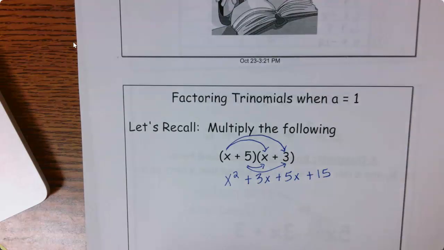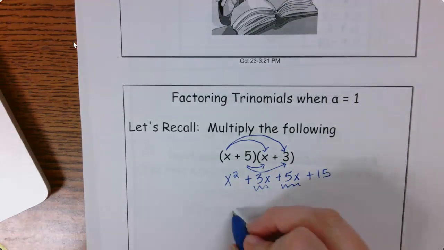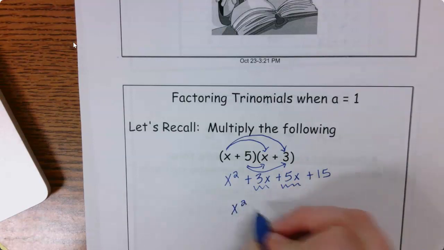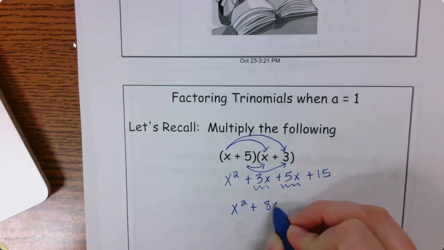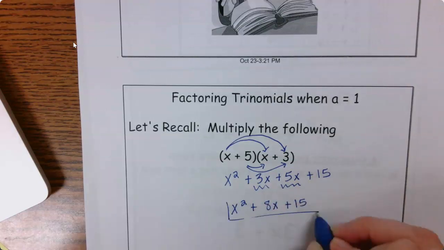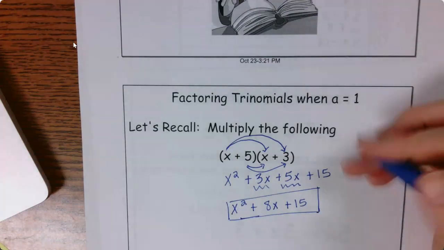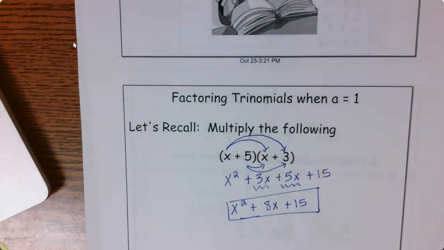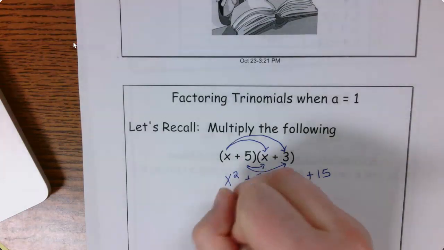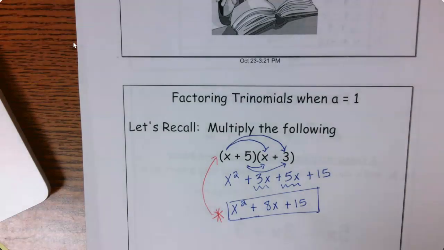Okay, and then after you do this, you just have to combine the two x terms. So you end up getting x squared plus 8x plus 15. And that was how we multiplied binomials. But today what we're going to do is start here and work our way back to what multiplied to get us this. That is what factoring is.